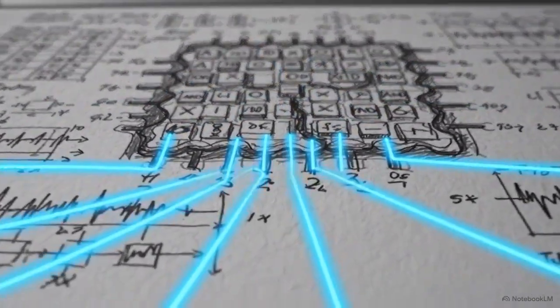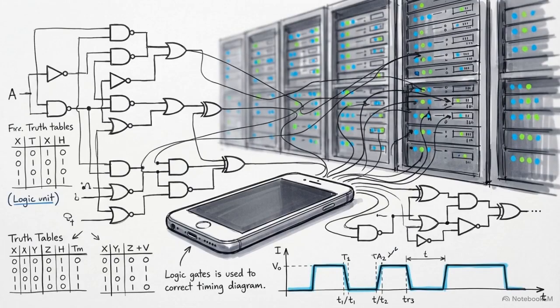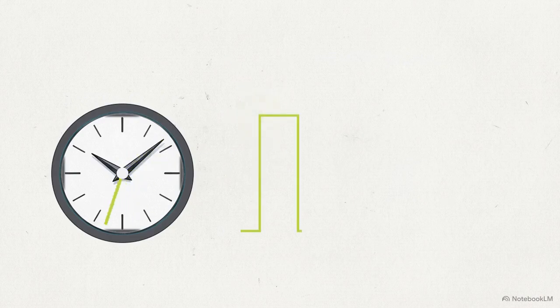data. From the smartphone in your pocket to the servers routing global internet traffic, active memory relies on these humble logic circuits, waiting patiently for the clock to tick.